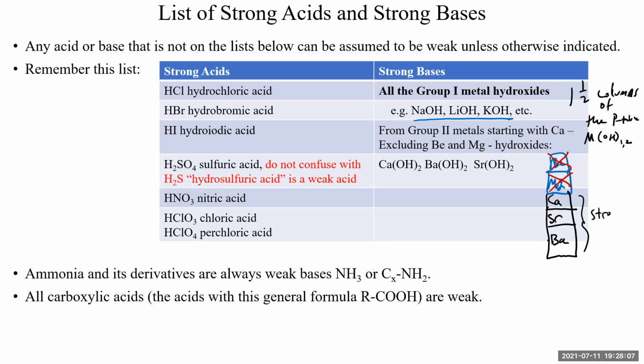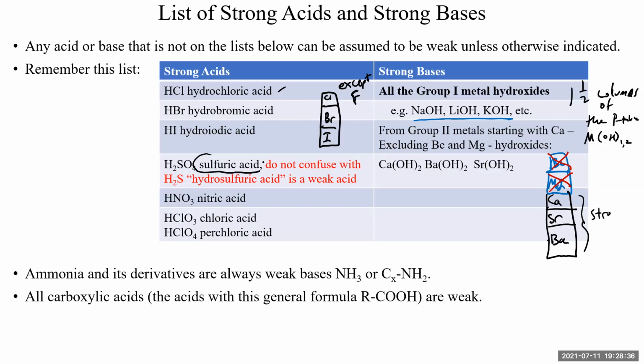Calcium, strontium, barium. For the acids, hydrochloric acid, you've heard of that, that's our stomach acid. The rest of the halogens also make strong acids. So chloride, bromide, iodide, all the halogens except fluorine. So fluorine does not make for a strong acid. It's the only halogen that is not a strong acid.